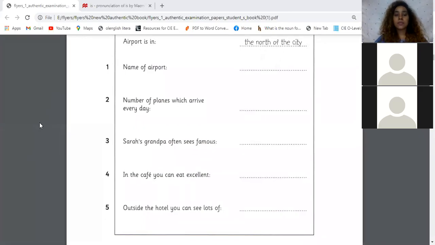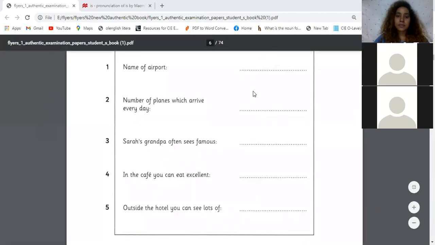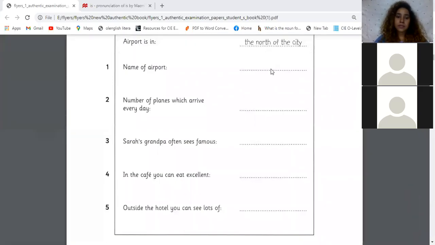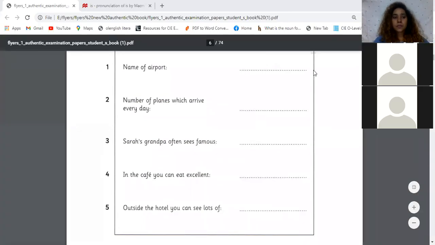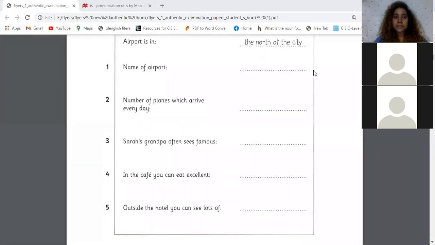Now, what's the name of the airport? Well, it's called Cledon Airport. How do you spell that? C-L-E-D-O-N? That's right. How many planes arrive there every day? Is it more than 200? Oh, yes. I read that it's 320. Wow. Yes. Lots of interesting people from other countries arrive at this airport. So, have you seen any famous pop stars? No, but I often see film stars. They come here to make movies.